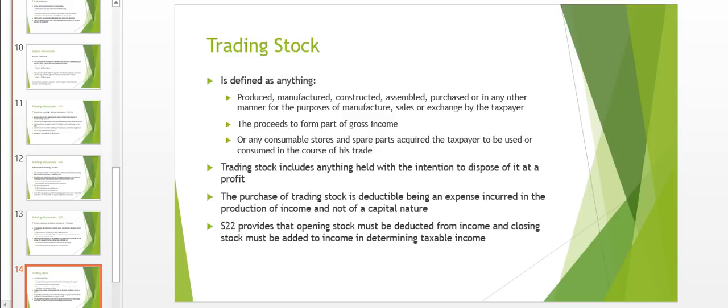So yeah, if you get a question with any trading stock, then according to Section 22, the opening stock has to be deducted from your income, whereas the closing stock has to be added back to your income in determining your taxable income.